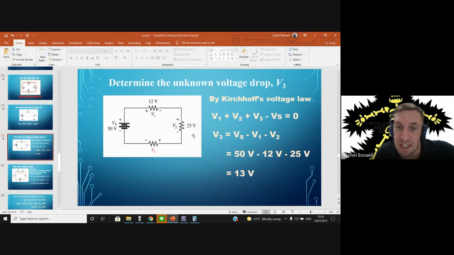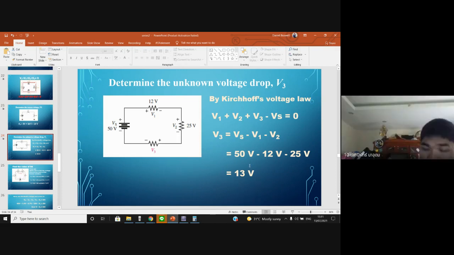So we can say V3 because we're going to look for our voltage drop across resistor 3. We could say Vs, so a voltage supply minus V1 minus V2. So 50 volts on our Vs, minus the 12, minus the 25, and we need to add this to 50. How many volts do we have left to get to 50? 13 left. 13 volts, yeah, good.